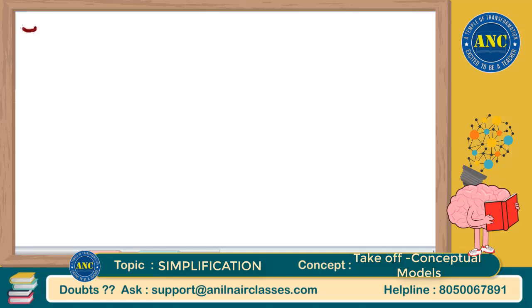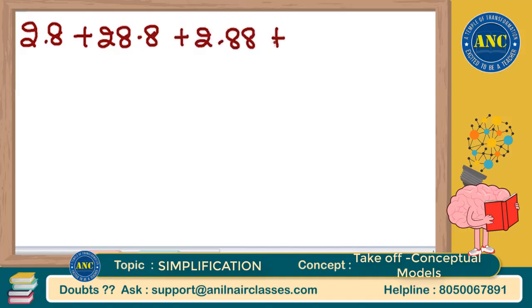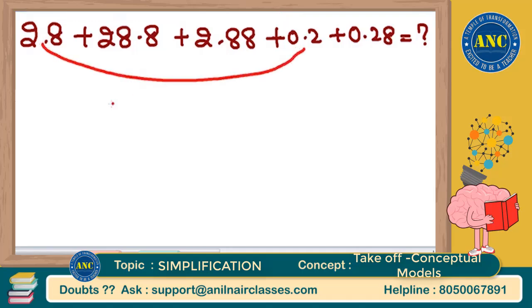See this question, sir. 2.8 plus 28.8 plus 2.88 plus 0.2 plus 0.28 is equal to question mark. I want to make the numbers as fancy numbers. Simple. 2.8 plus 0.2 is giving me 3.